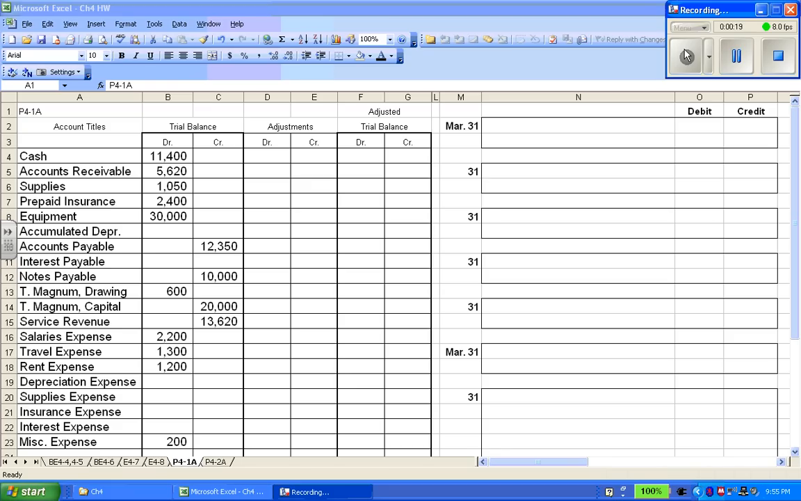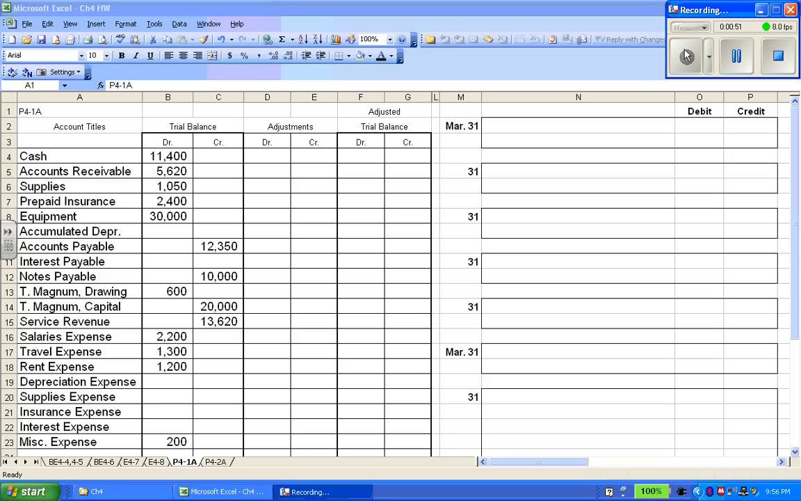It's not an adjusted trial balance, it's just the trial balance for this company. And they're also giving us some information to make the adjusting entries. First of all, let's look to see what our time period is. This company, Thomas Magnum, started his business January 1st, and we're preparing financial statements for the period ending March 31st. And it looks as if we're also going to prepare closing entries for the quarter.